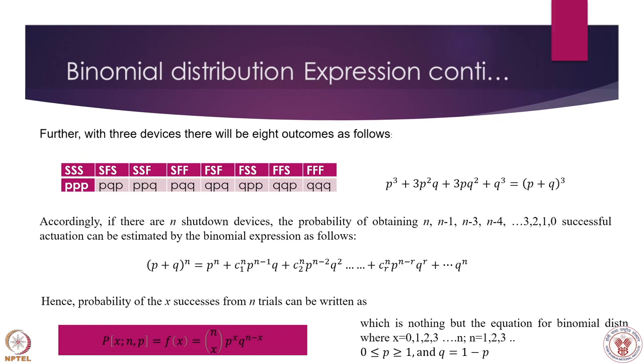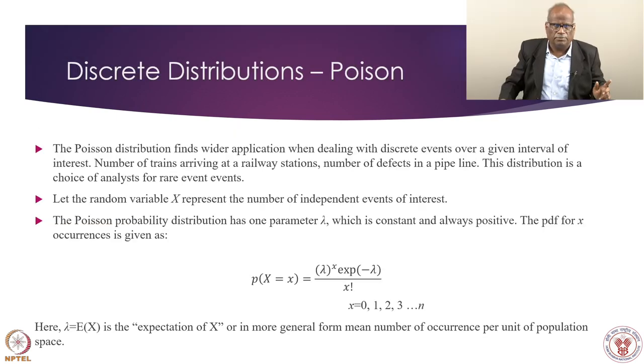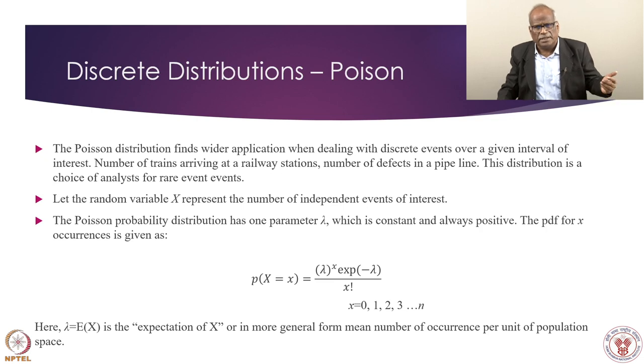So now we go to the next slide. Now let us see the Poisson distribution. In the binomial distribution, we saw how to estimate probability when we have components, where a combination of successes or failures is required to give the probability of the system. Here we have the Poisson distribution, wherein the events are spread over a period or interval, arriving at certain rates, for example the number of trains coming at a station or the number of defects in a pipeline, and we have to create a model for that. For this, a Poisson distribution is very effective.